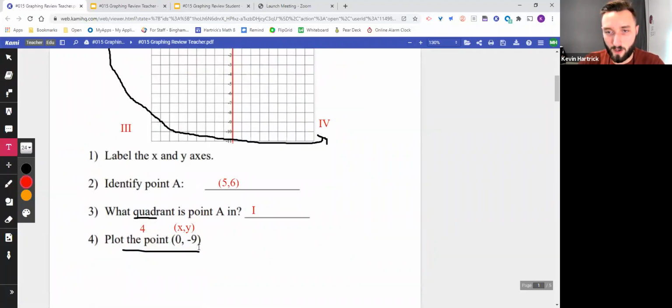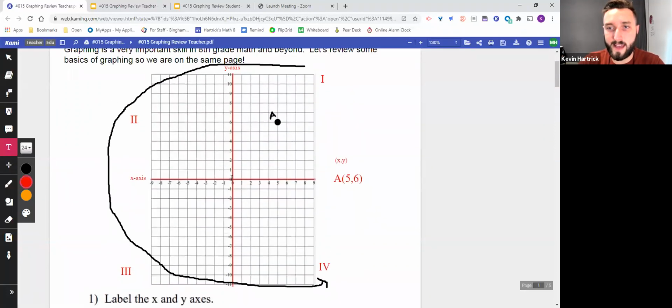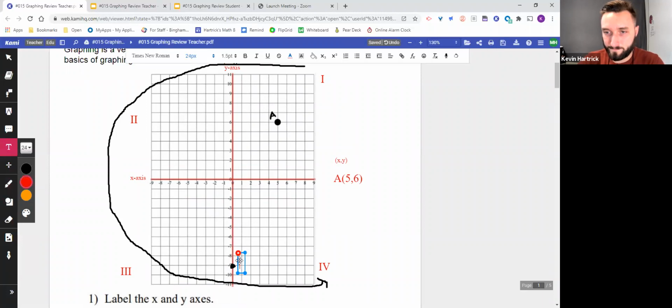Then I have to figure out whether I'm going up or down. It says -9, so that means I have to go down 9. On the y-axis, you can see how it's labeled. Negative is down. So to get to -9, I must go down 9. 1, 2, 3, 4, 5, 6, 7, 8, 9. And here is my point. So this is the point, and I'm going to label it (0, -9).